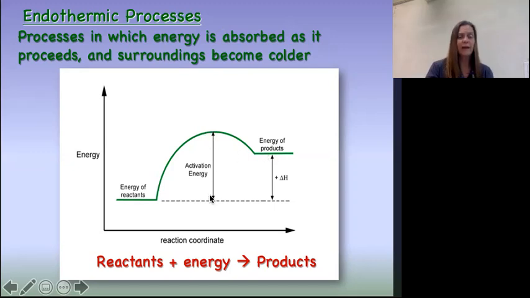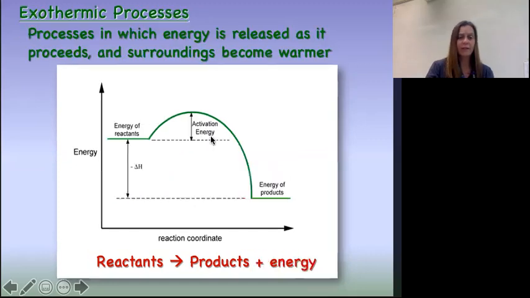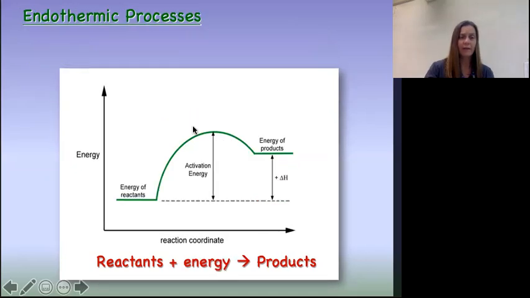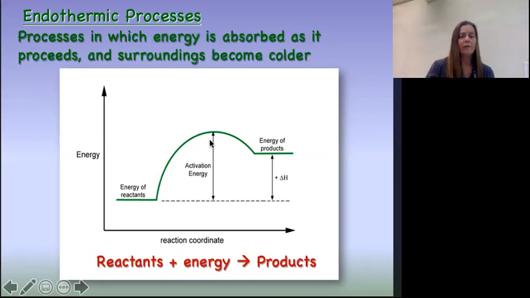So you notice that the activation energy of an endothermic process is really large, and the activation energy of an exothermic process is relatively small, because the activation energy of an endothermic process includes the enthalpy change of the reaction plus that additional energy.